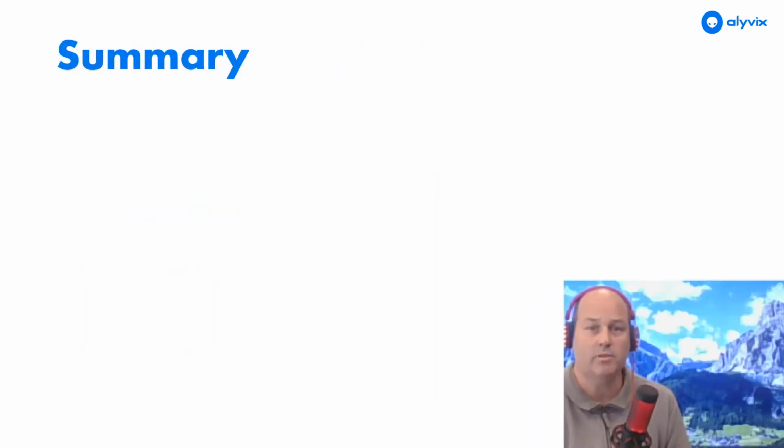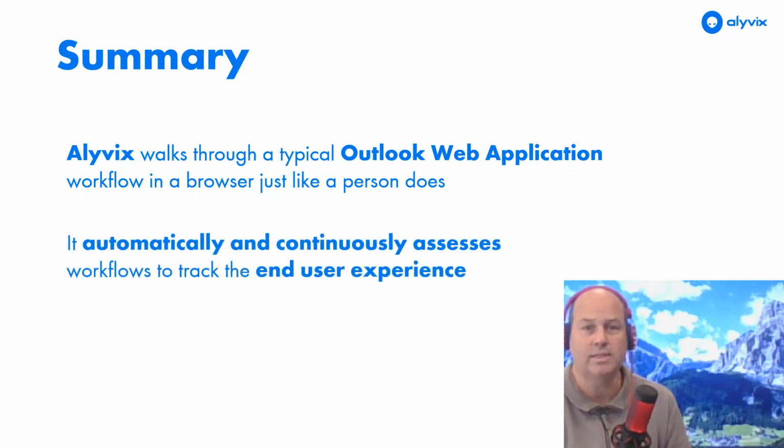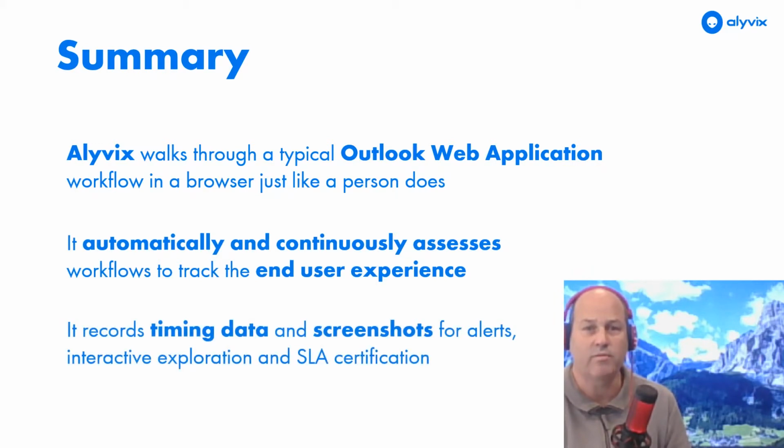As a visual monitoring system, Alyvix navigates through remote applications like Outlook, executing tasks using the same graphical interface that an end user does. As each task is performed, Alyvix automatically and continuously assesses application responsiveness, recording the time required for each transition in the workflow and saving screenshots for use in later troubleshooting.